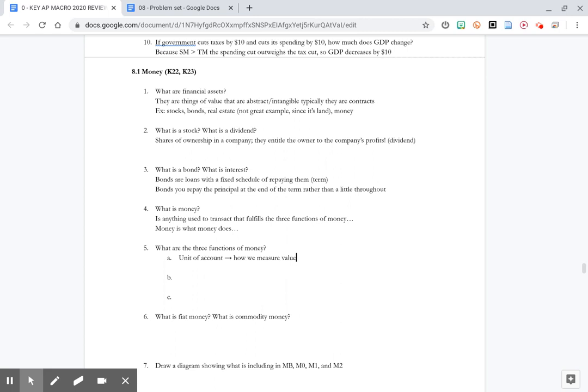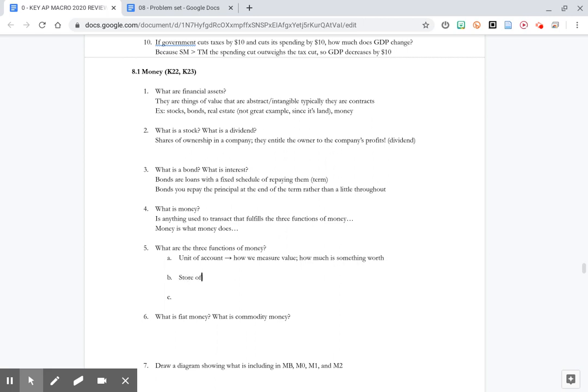It's how we measure value. So it's the idea of how much is something worth. When we use money to say that, oh, that car is worth $12,000, we're assessing how much it's worth. We're using money as unit of account.